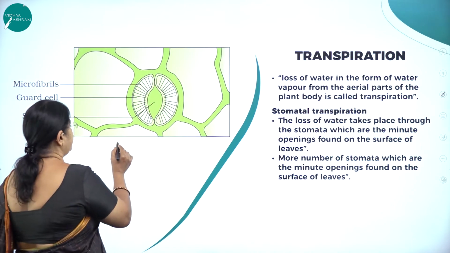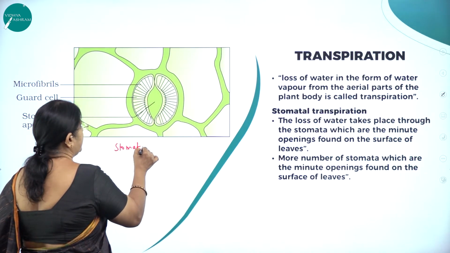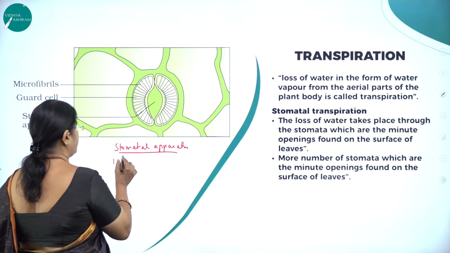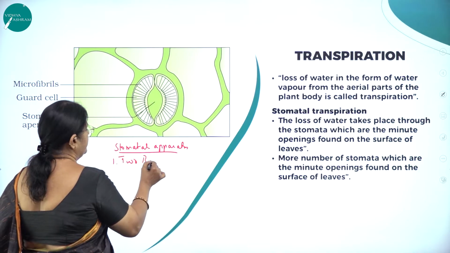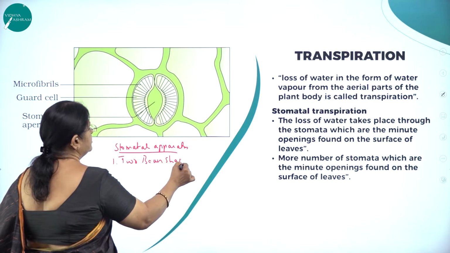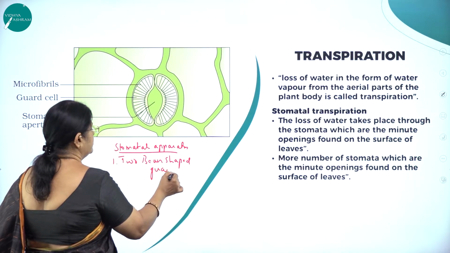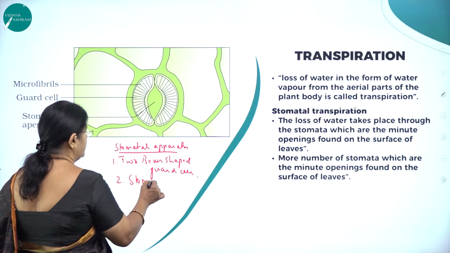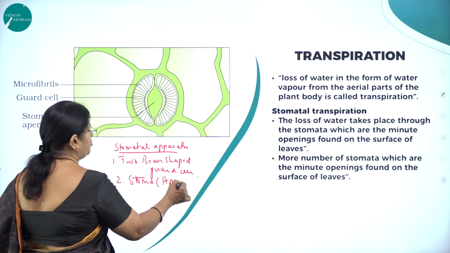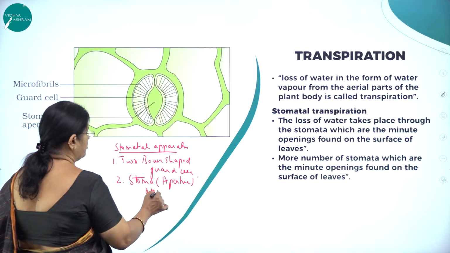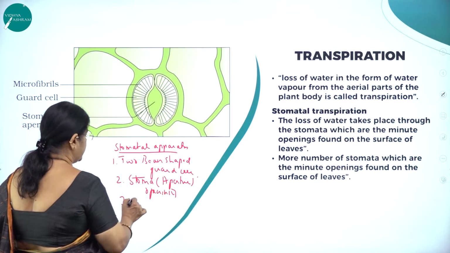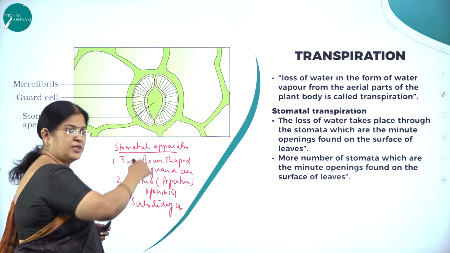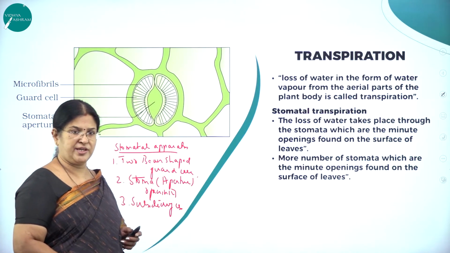So the stomatal apparatus consists of two bean-shaped guard cells and stoma, that is the aperture, an opening. Then the subsidiary cells. What are subsidiary cells? The cells surrounding the bean-shaped guard cells are called subsidiary cells.